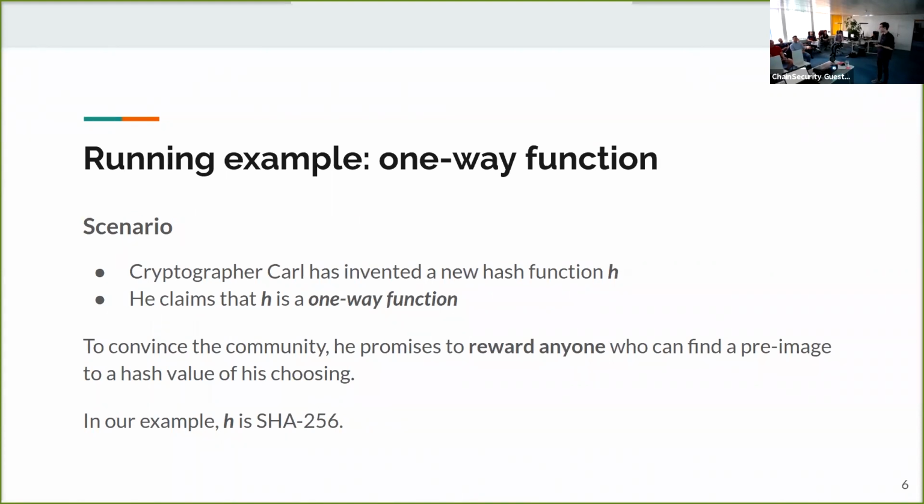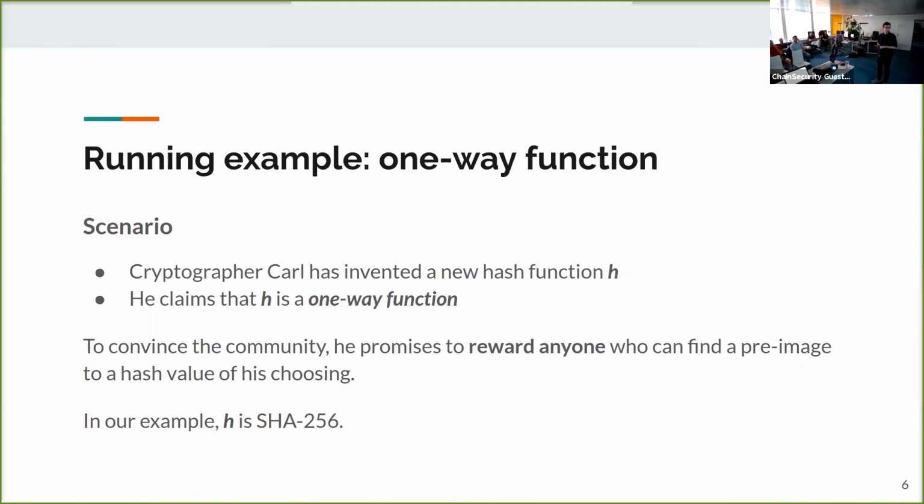Just to recall quickly what a one-way function is, a one-way function is a function such that when given a pre-image, it's very easy to compute the image. But when given an image, it is infeasible to get a corresponding pre-image. So what Carl wants to do is he wants to convince the community of cryptographers that this is a good one-way function. And he promises to reward anyone who can find a pre-image to a hash value he has chosen. So this is the setting we are considering for this example.